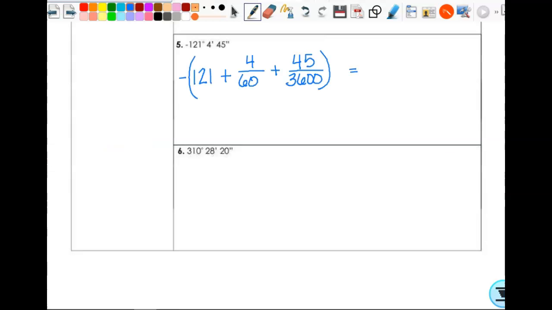All right. So this is negative 121.079 degrees. So make sure that that's actually what you got. And don't forget your negative in the end if you don't put it in the calculator. Okay, we good? All right, you do number 6 on your own. Then we'll be done unless you have questions.